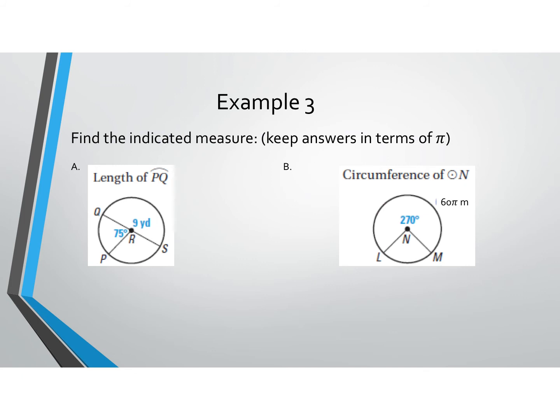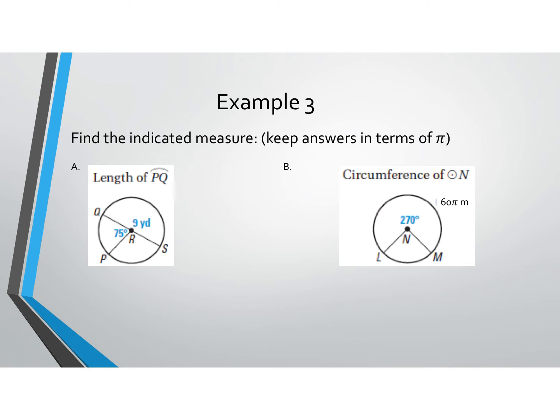So in example 3, it wants us to find the indicated measure. So for the first one, it wants me to find the length of PQ. Now, on this one, I'm also going to use my calculator. I'm also going to use the pi button. So I'm going to actually give you the answers both ways. Again, make sure you're reading the questions carefully when you do the big ideas homework tonight. Some of them say, keep your answer in terms of pi, and then others ask you to just calculate it. If it doesn't specify, it's expecting you to use your pi button.